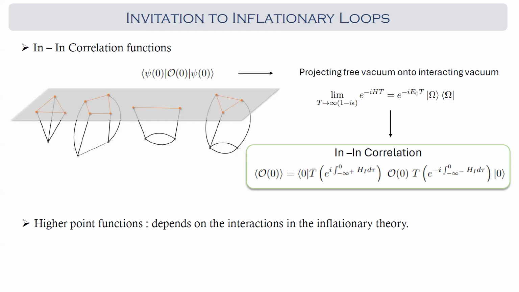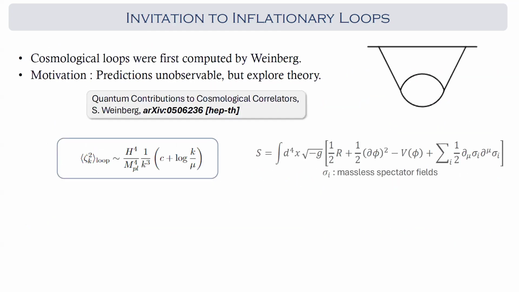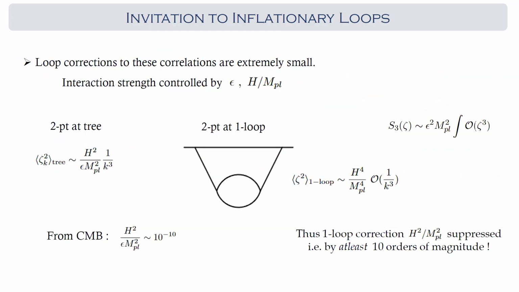Now, the reason why such loop corrections had not been computed for a long time in the literature is because they're very small. The strength of these interactions is controlled by slow roll parameters and factors of Hubble by M Planck. Now, if you look at the 2-point zeta function at tree level, this is what it is. If you go to one loop, then by a simple argument of calculating by what scales these are suppressed, you will see that this goes as Hubble 4 by M Planck 4.